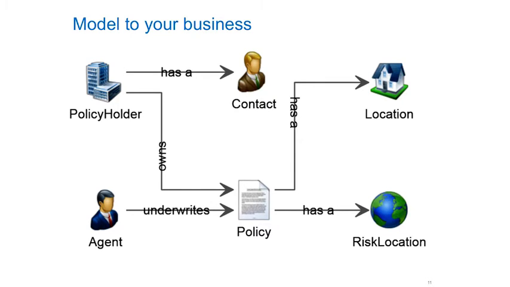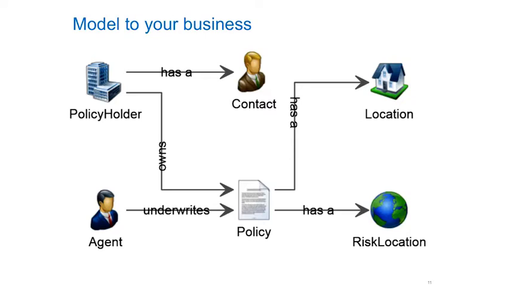So this is an example of one we put together for an insurance company over in the States that looks at the agents. Policies are underwritten by agents. Policies have both core locations and risk locations. Policy holders hold policies, and then they have contact information. So this is one example. This is actually a screenshot directly from our solution of a model, a virtual model we can build.